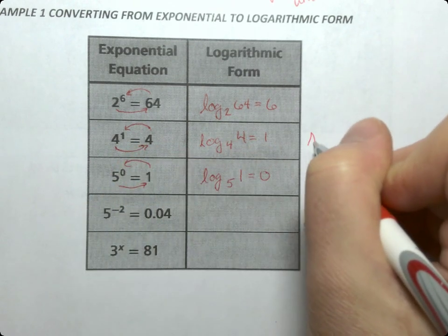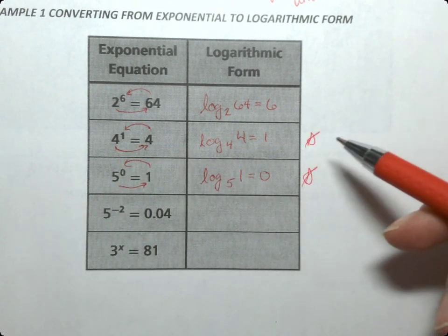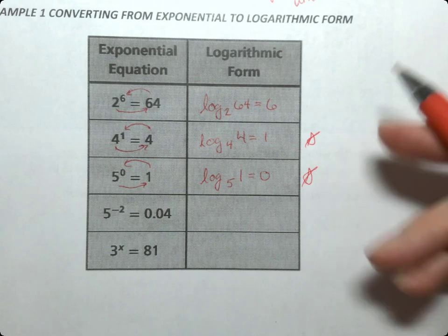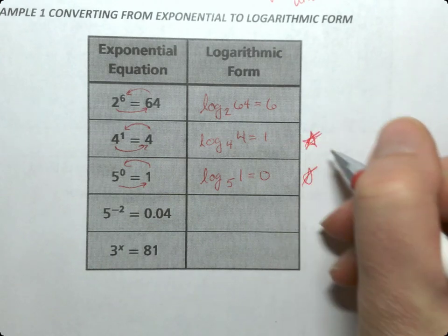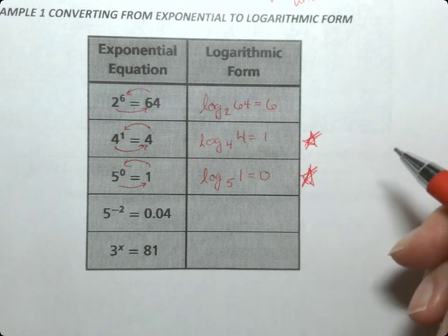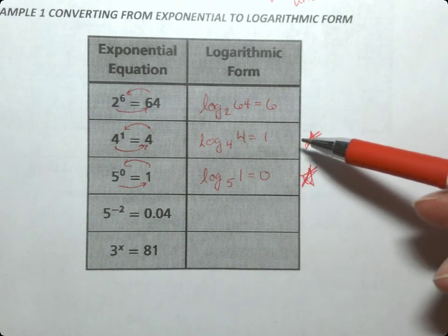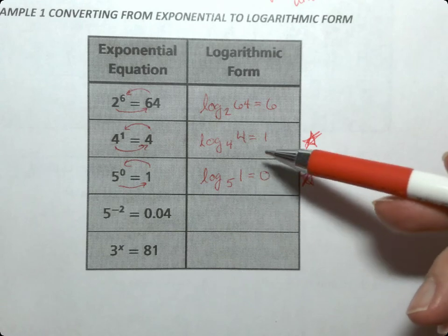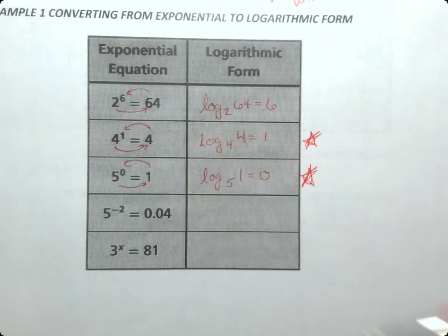Now I'm going to put a star beside these two because these are special properties we're going to get to later. So those don't look really like stars, but they're supposed to be. Okay. So these are things that we're going to get to later. They are special properties of logarithms, just like they're special properties of powers.